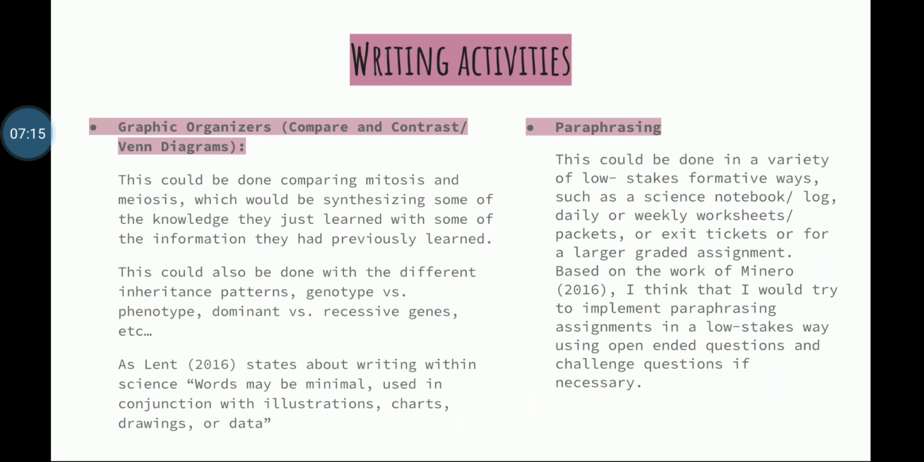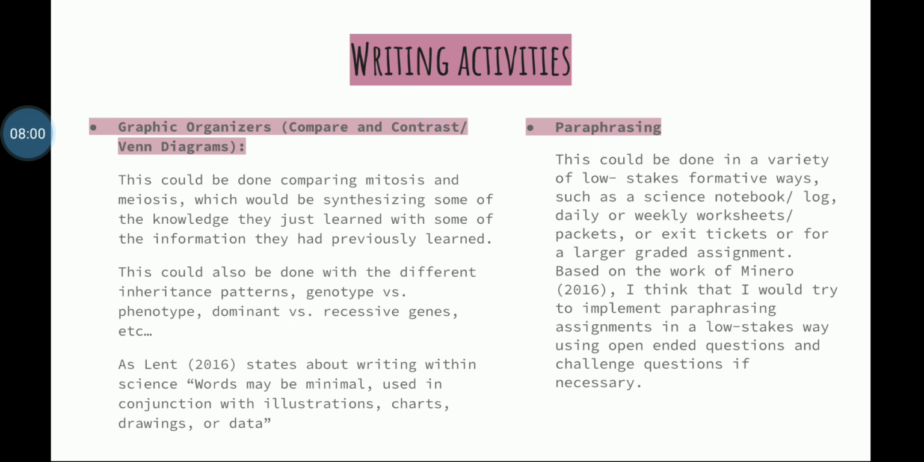Next, we move on to the different writing activities that could be done. One that I really love is the thought of graphic organizers, particularly a compare and contrast one, such as a Venn diagram. Some of the ways they could use this would be the mitosis and meiosis comparison using the diagram. So they would use the diagram to find information to put into their Venn diagram. They could also do this with different types of inheritance patterns, genotype versus phenotype, dominant versus recessive genes, etc.